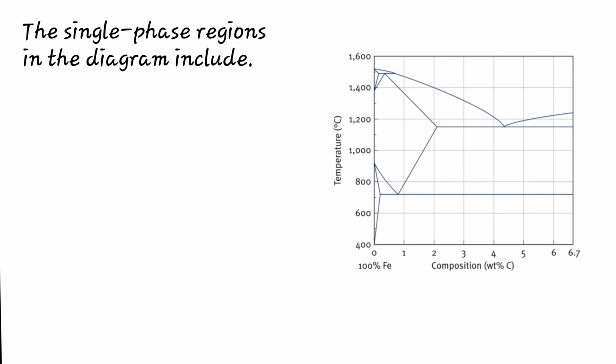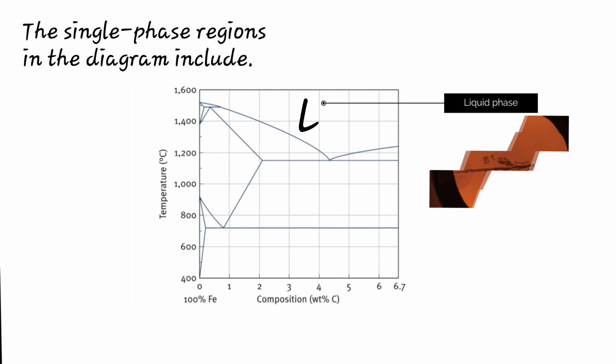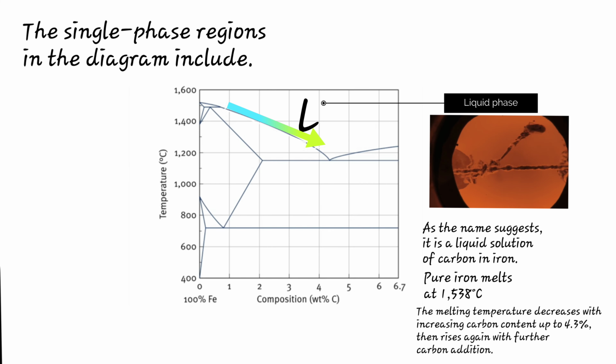The single-phase regions in the diagram include 1. Liquid phase. Marked as L in the diagram, visible in the upper region. As the name suggests, it is a liquid solution of carbon in iron. Pure iron melts at 1538 degrees Celsius. The melting temperature decreases with increasing carbon content up to 4.3%, then rises again with further carbon addition.